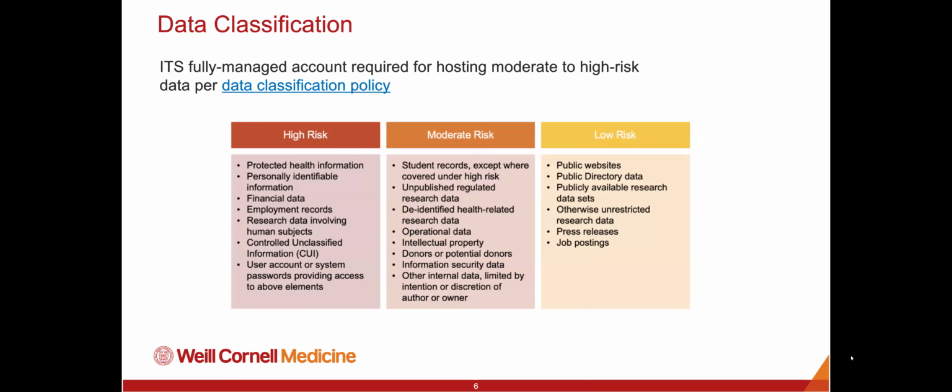Which is why if your data classification is moderate or high risk, then you must engage with us so that we can work with you to provision an ITS managed account. Our business associate agreements with Google and Amazon ensure that the data we upload will be protected and not shared with other sources. And it can be tricky sometimes, but if you need assistance in classifying your data, then you can always reach out to our team for help. And you can do that by emailing arch-support@med.cornell.edu.